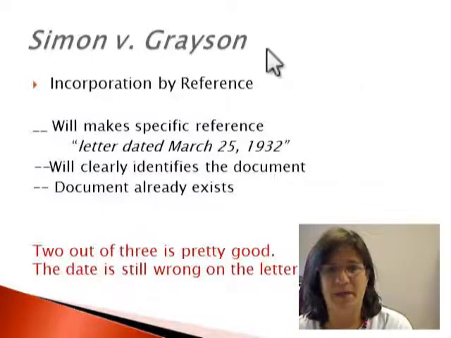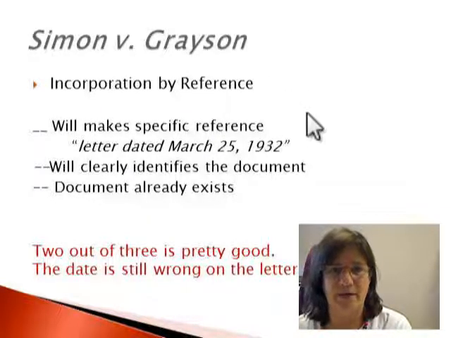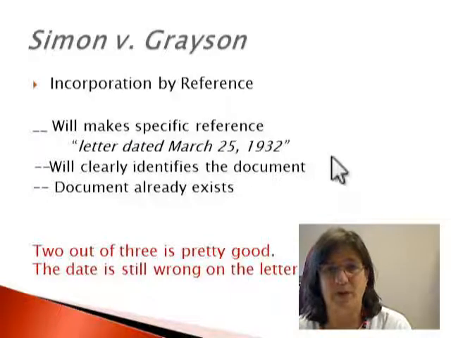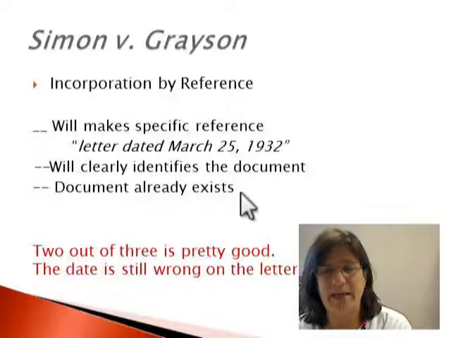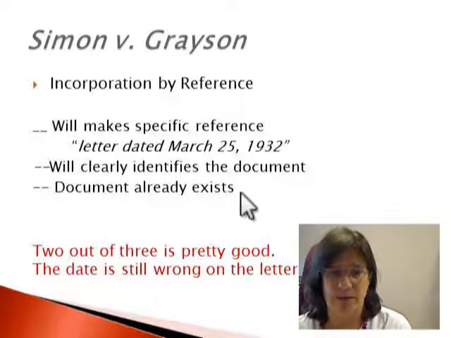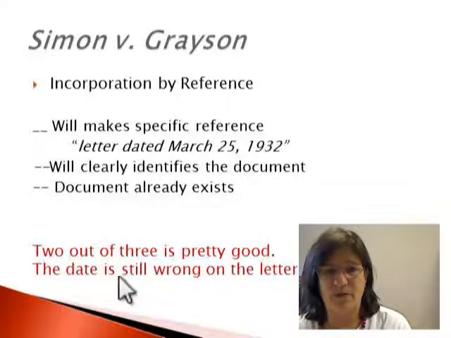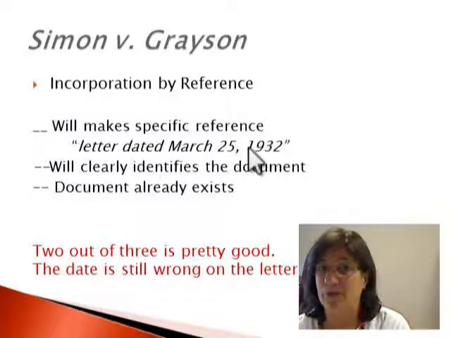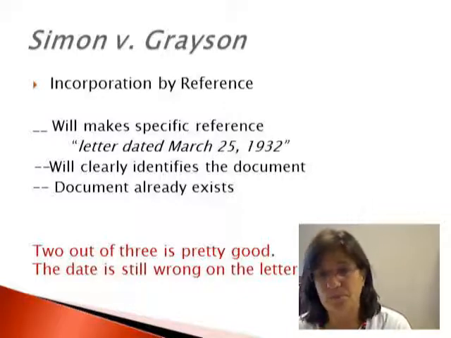And that means that now we can use incorporation by reference, because the will makes a specific reference to a letter to the executors dated March 25th, 1932. The will clearly identifies the document. Well, it was a letter that was written to the executors, and the document already exists. It certainly did by then. So 2 out of 3 is pretty good. The date's wrong here, right? Because we know that our letter is dated July 3rd, 1933.